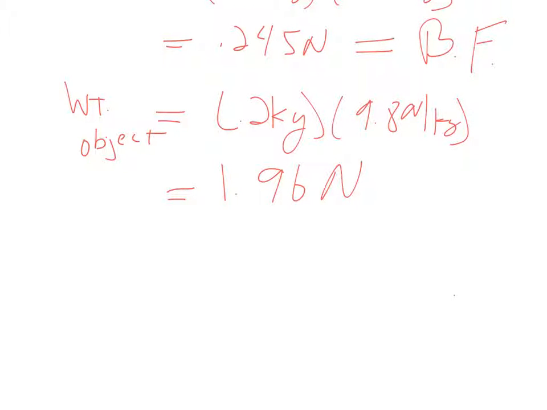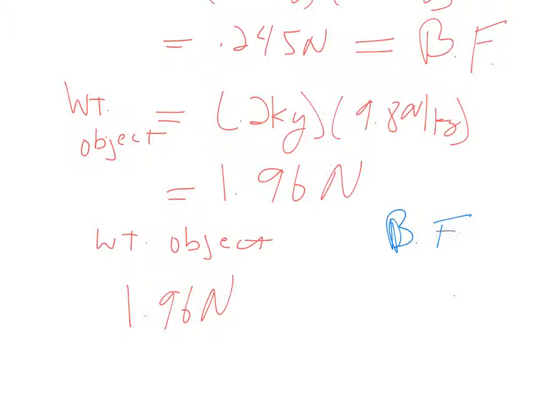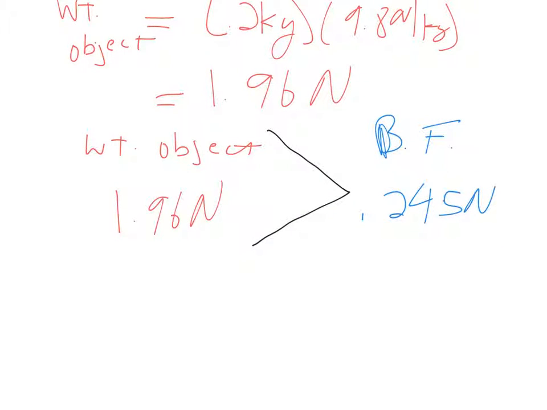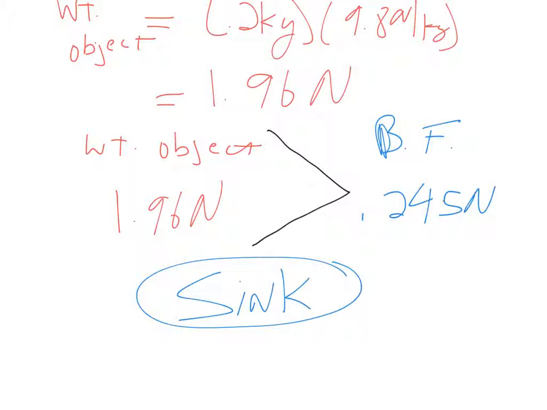So now we're ready to make our comparison. The weight of the object is 1.96 newtons, and the buoyant force is 0.245 newtons. So clearly, the weight of the object is much larger than the buoyant force, so therefore this object must do what? It must sink. So I think I had that wrong someplace. Okay, there we go, all done.